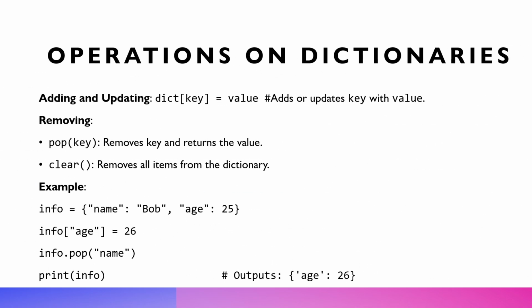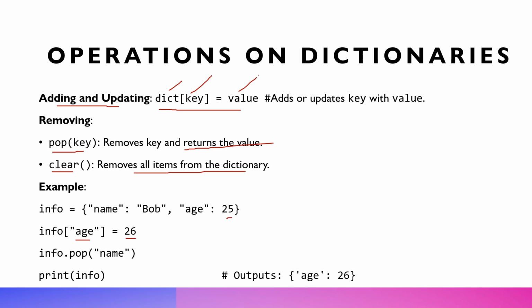For adding and updating elements, this is the syntax where you need to specify the dictionary key and the value you are assigning. To remove values, you can use this pop method, which removes the key and returns the value, or you can use the clear method to remove all items from the dictionary. In this example, we are updating age, which is 25, with 26.